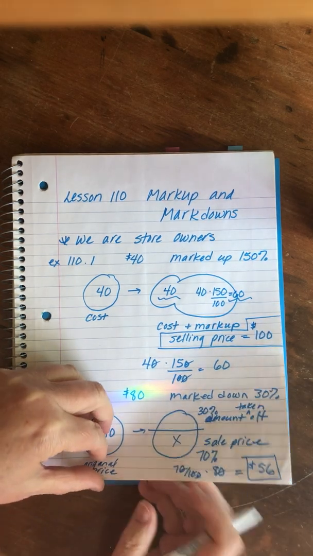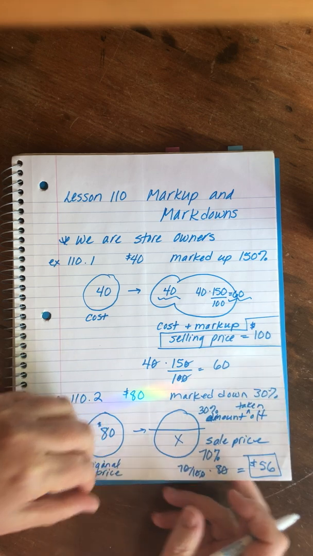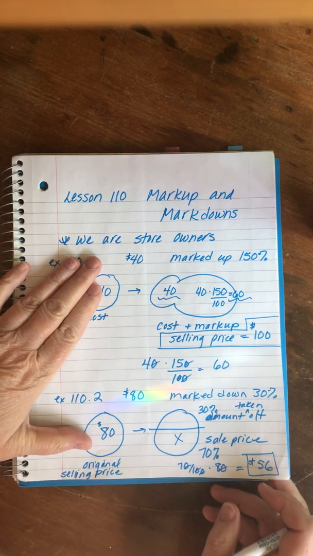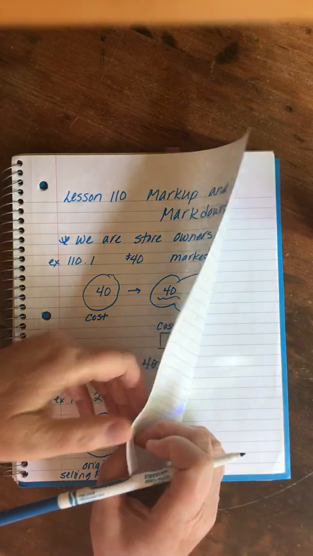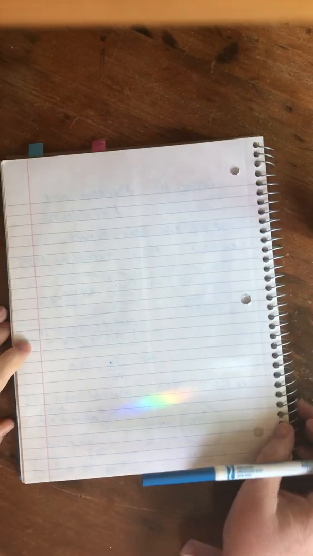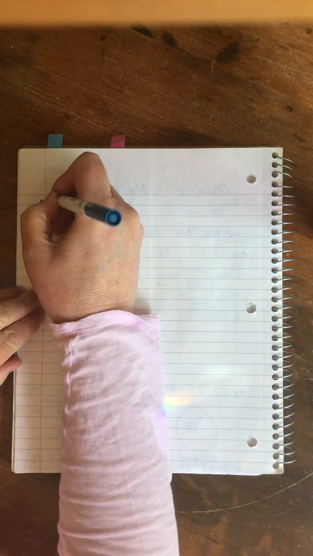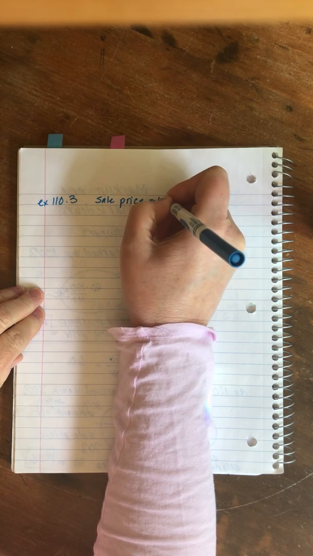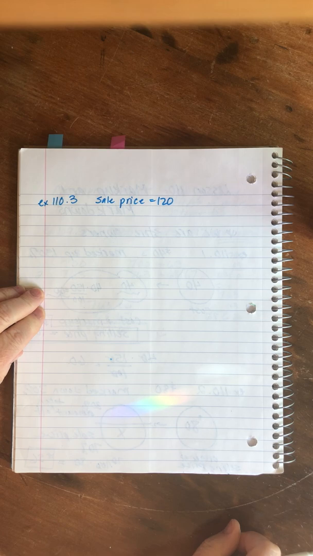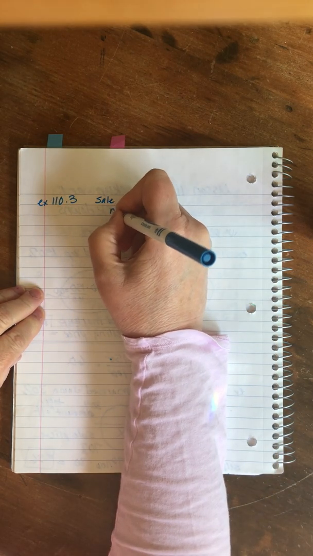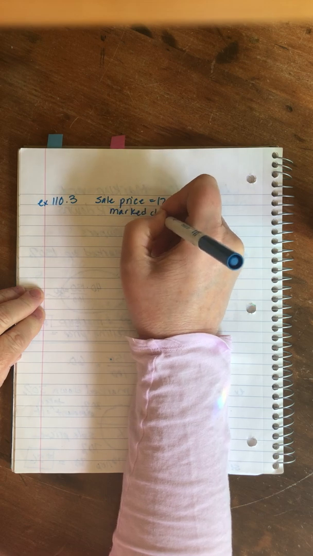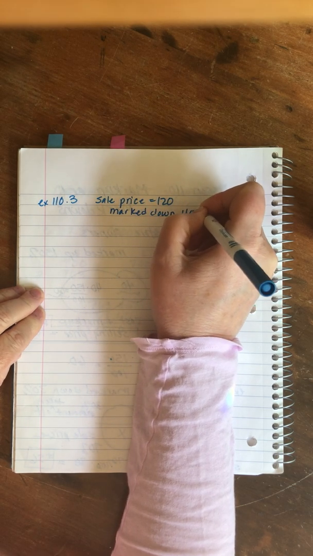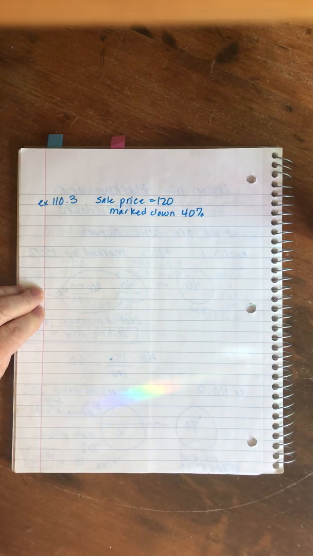These problems do not have a simple, straightforward formula you can use every time. You have to think in terms of the formula and logic out each scenario. That is both their charm and their challenge, because there isn't just one way to approach them. You have to think about them. Last one, example 110.3. The sale price of the ring was $120. It had been marked down 40%. What was the original price of the ring?